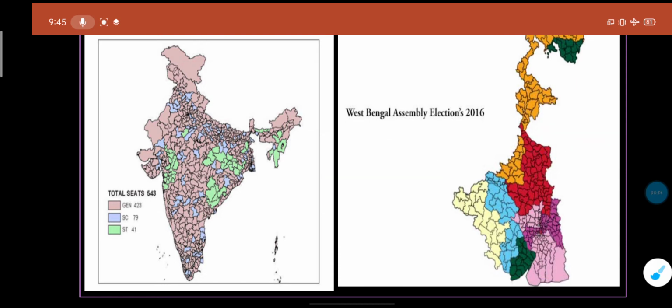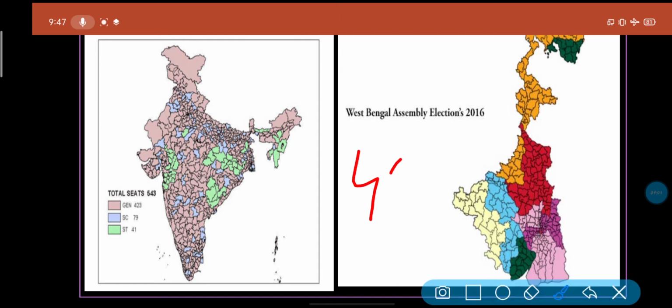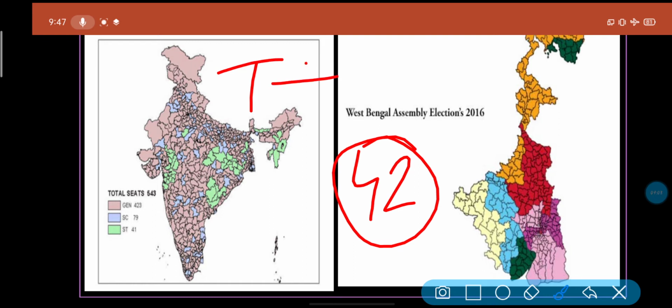If I give you one more example, in West Bengal we have 42 constituencies. According to the population, our West Bengal is divided into 42 parts. And if you take Tripura or Goa, which are states with very few people, they are divided into only two constituencies. So the states are divided according to the population, and constituencies are created accordingly.